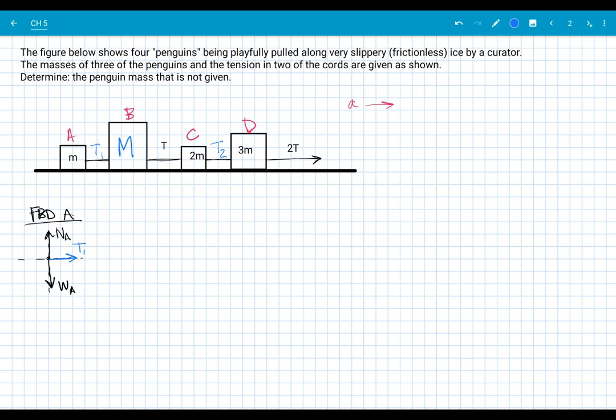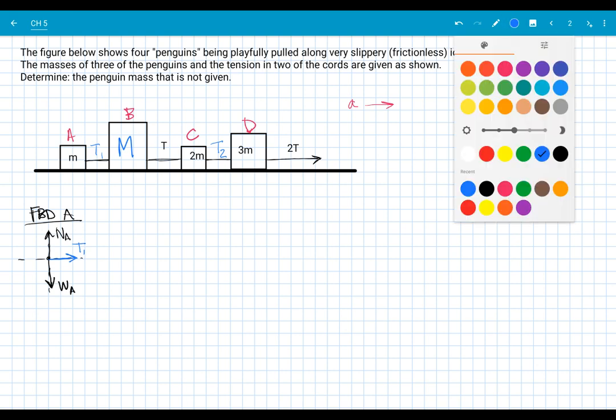Remember, you have one invisible force, which is the weight. Every other force must be exerted through contact. What's contacting penguin A? The surface beneath it and the string attached to it. And we've considered both of those. The surface exerts a normal force, the string exerts a tension force. So done with that penguin.